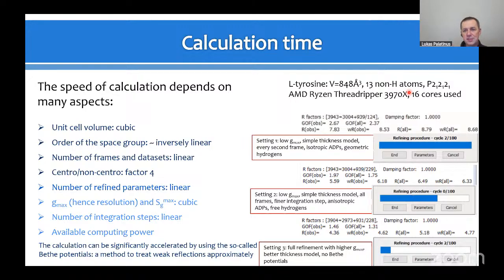Just one sentence. Dynamical refinement can be time consuming, but nowadays with not too large structures, it's not a matter of hours, it's rather a matter of minutes instead of seconds for kinematical refinement. So it's definitely not something that is preventing anybody from trying and getting the structures refined. Here you see in real time the refinement for various settings of dynamical refinement.